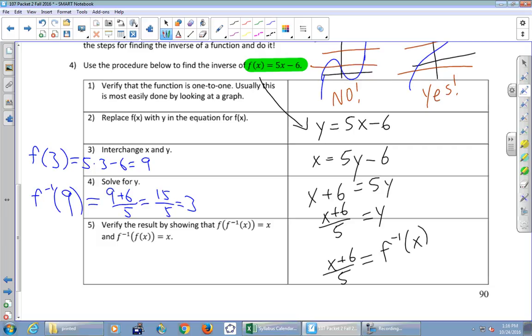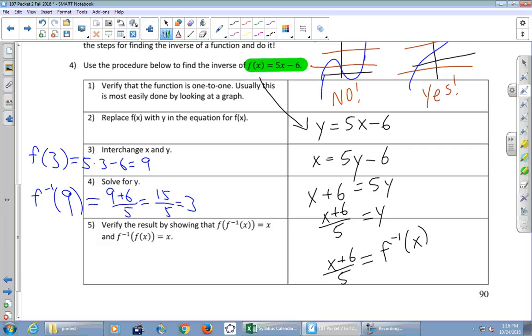Does this prove that we found the inverse function? 3 went to 9 and 9 went right back to 3? Other thoughts? This is evidence. So for sure we've got evidence here. 3 goes to 9 and 9 goes to 3.